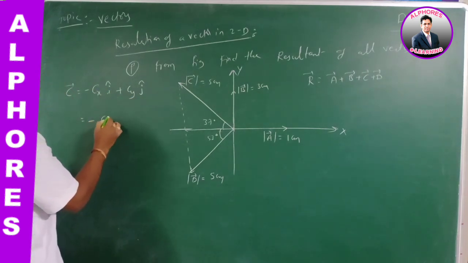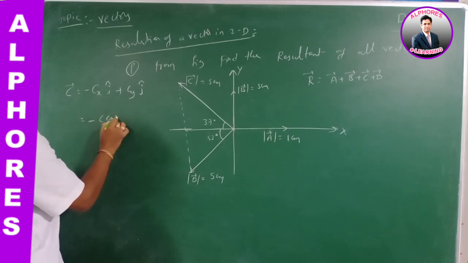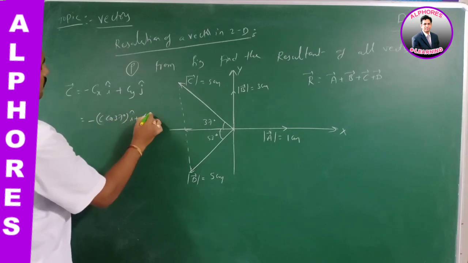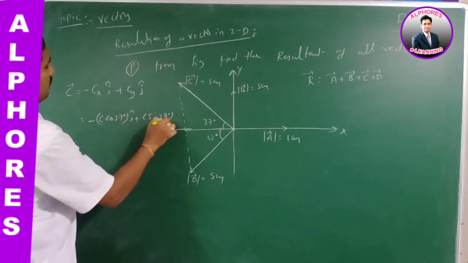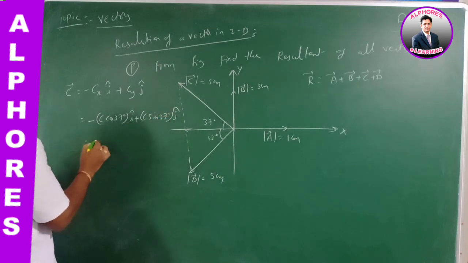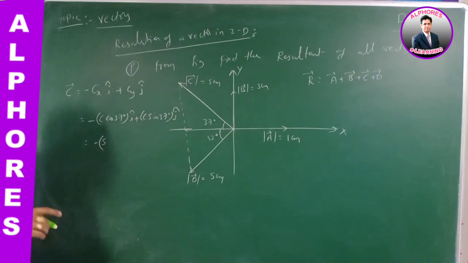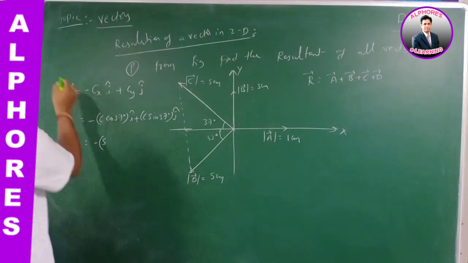Now what about the value of cx? It means c cos theta, so c cos 37 degrees i cap plus c into sin 37 degrees into j cap. Now what about the value of c? Here the magnitude given is 5, into cos 37, we know already from this data.